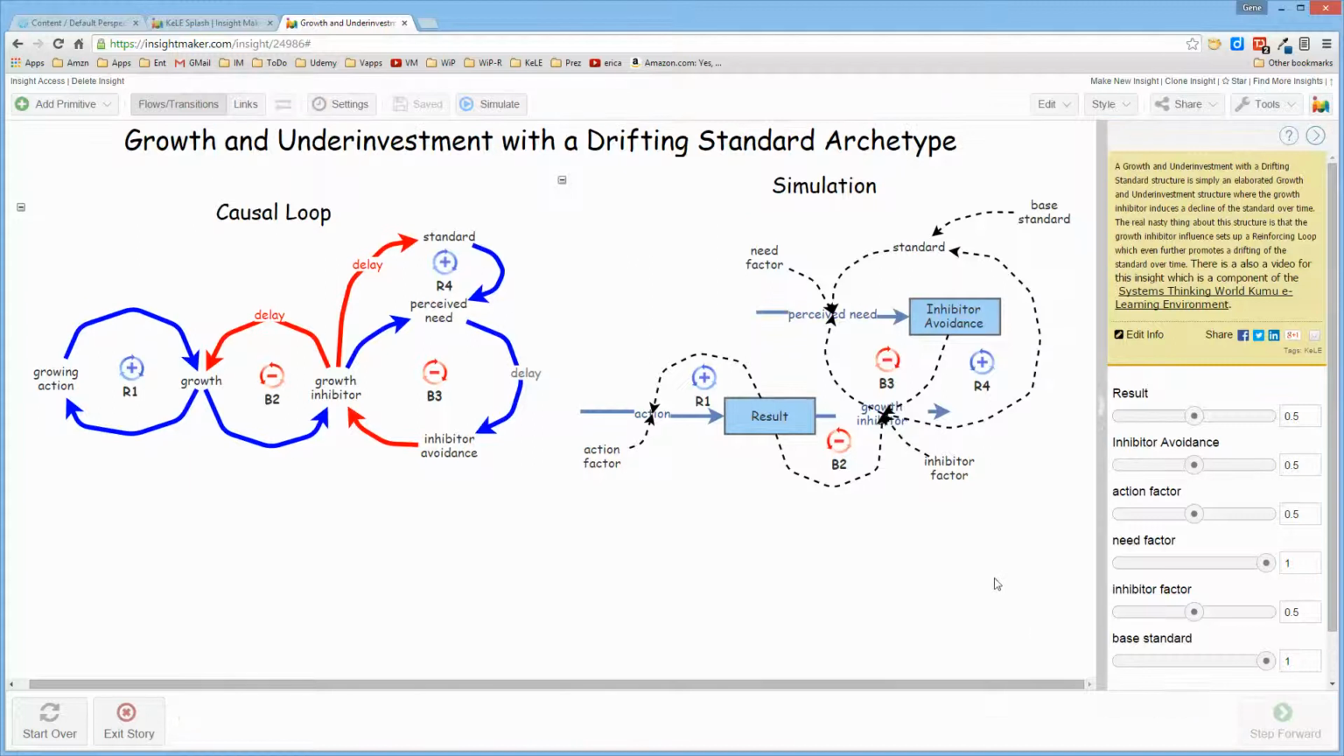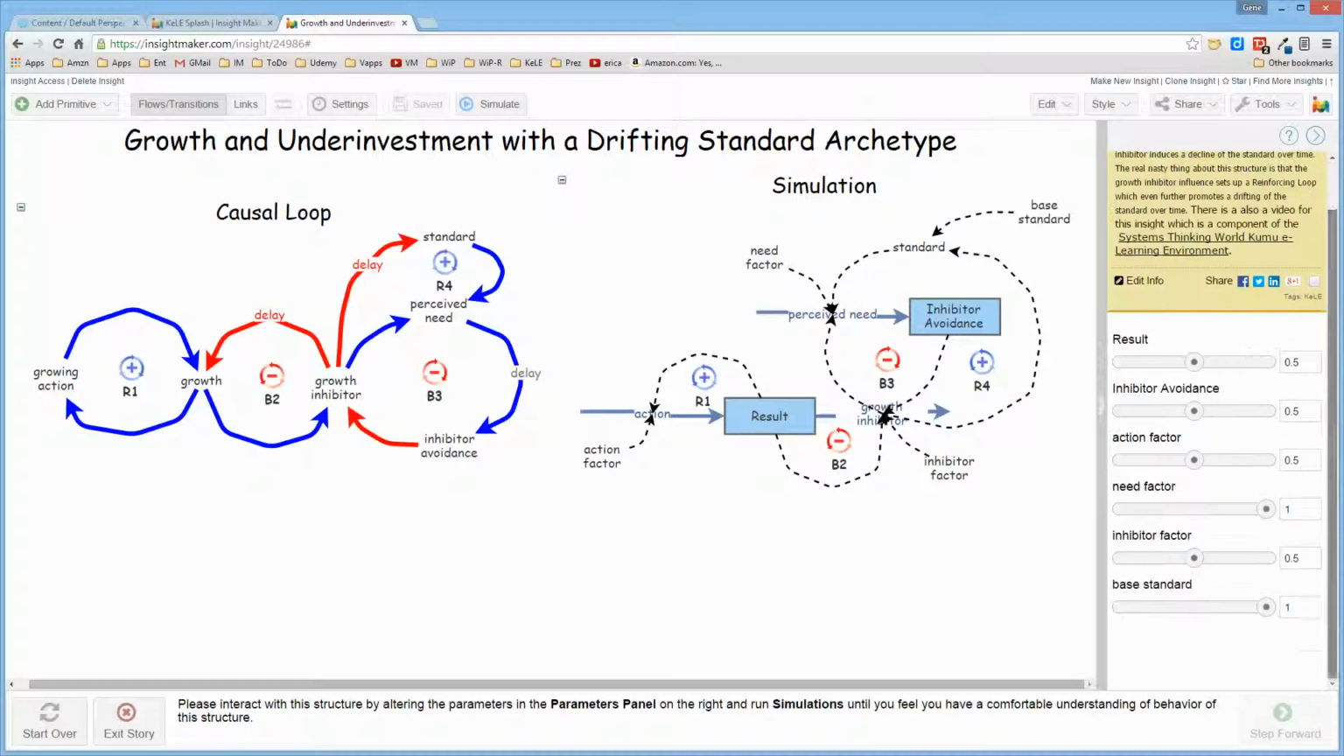So I would encourage you to access this model and interact with the simulation, change the various parameters here on the configuration panel and run the simulation, and do it until you begin to feel a level of comfort with this archetype, and so you understand how it behaves.